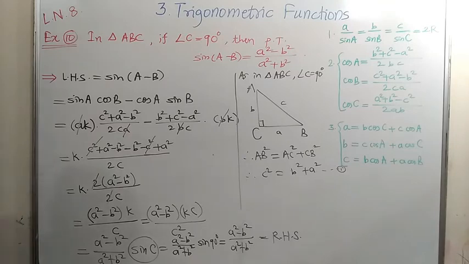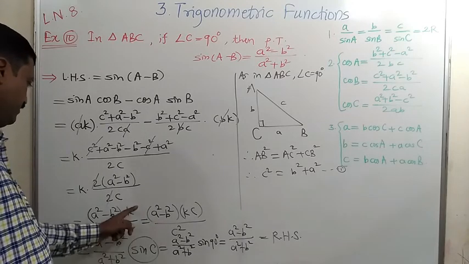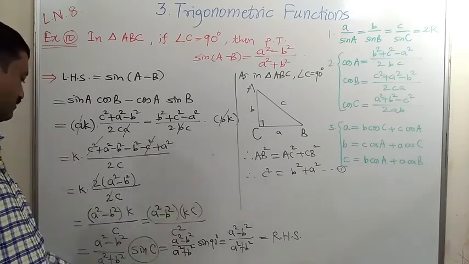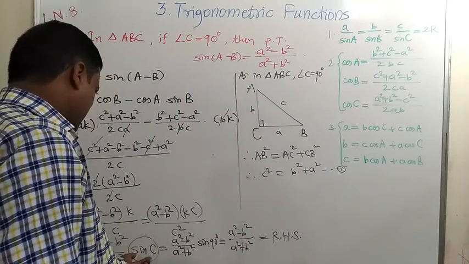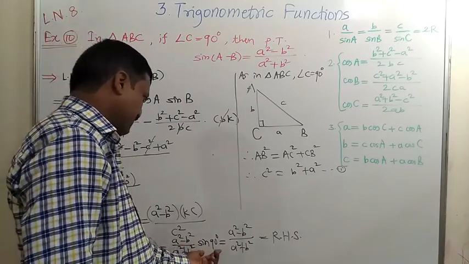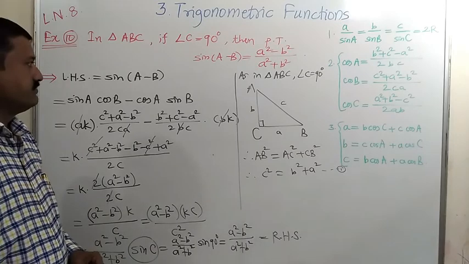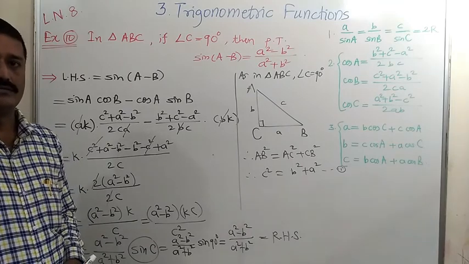So this one is somehow different, only you have to make an adjustment. You have to multiply numerator and denominator by C, and you get C square. That C square is nothing but A square plus B square, so that you get the denominator A square plus B square, and here sin C, that is sin 90, that is sin pi by 2, equal to 1. So we get the RHS. So this one is the last example, example 10. Now after learning all these 10 examples, you can easily solve the remaining ones.